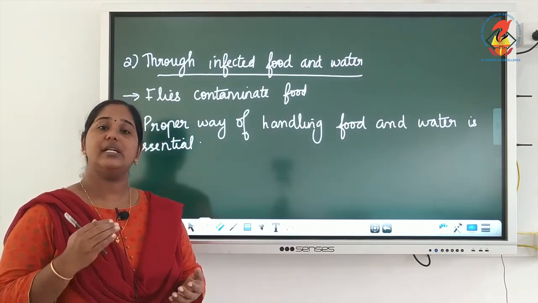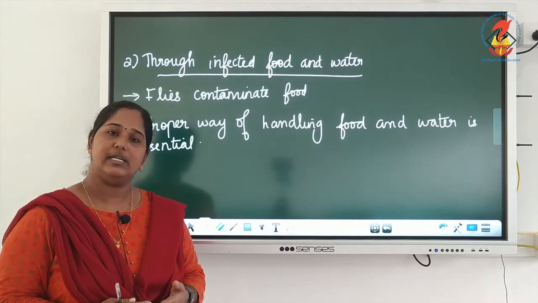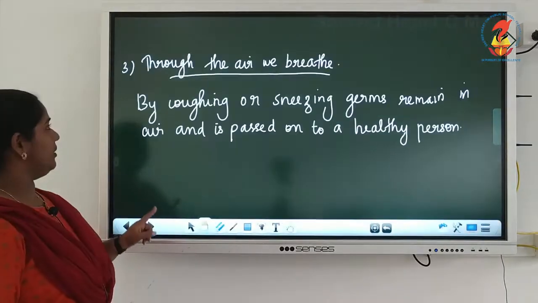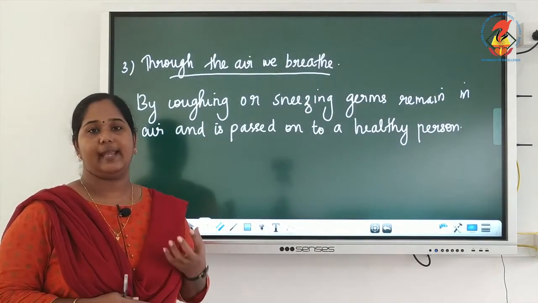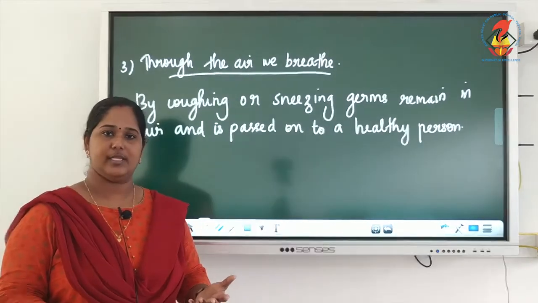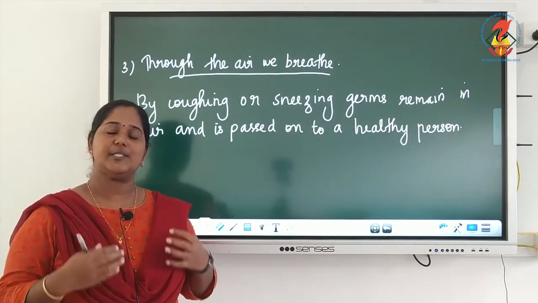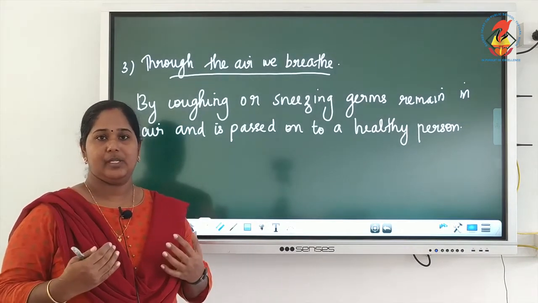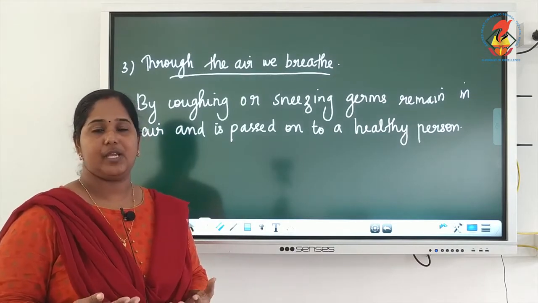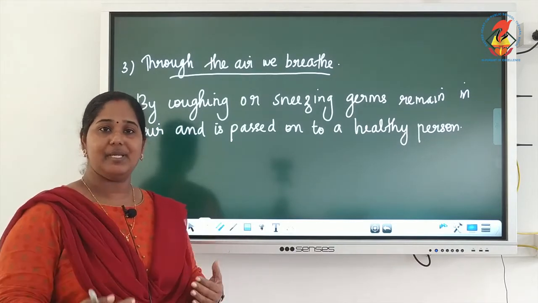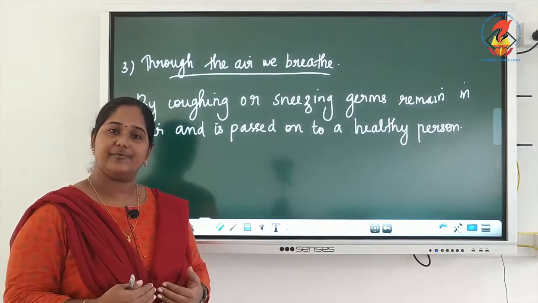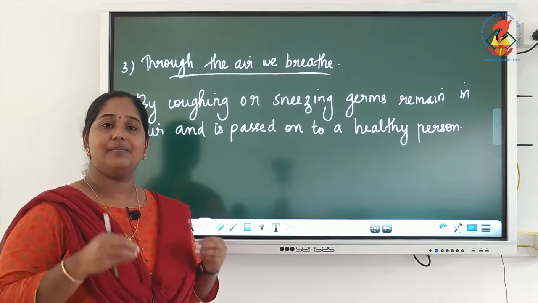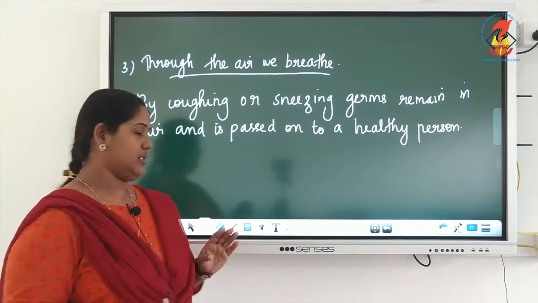Even the milk from a deceased cow can cause diseases. So we are moving on to the next way by which diseases are spread. It is through the air that we breathe, that we cannot control, isn't it? If an unhealthy or diseased person coughs or sneezes, the germs from that person get dispersed into the air, and through that air as a medium, the germs are transferred to a healthy person. So that is how air acts as a medium for transferring the germs.